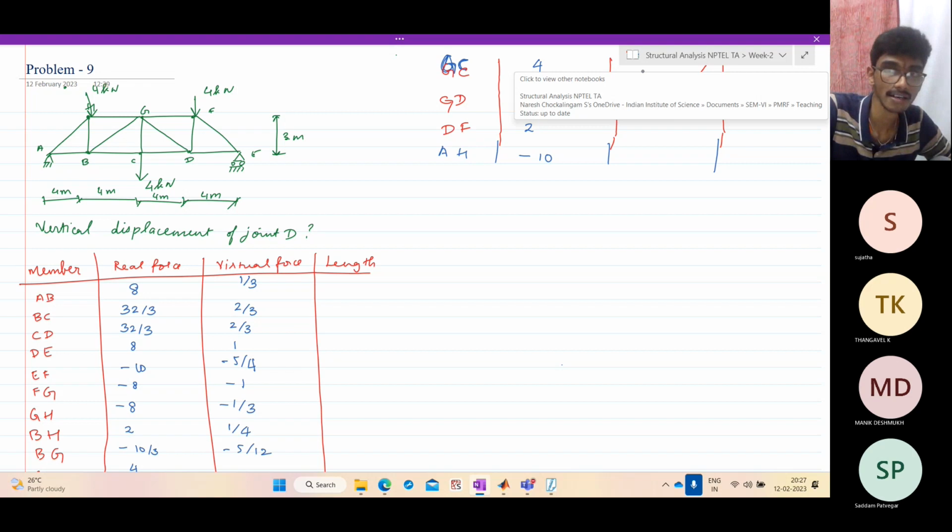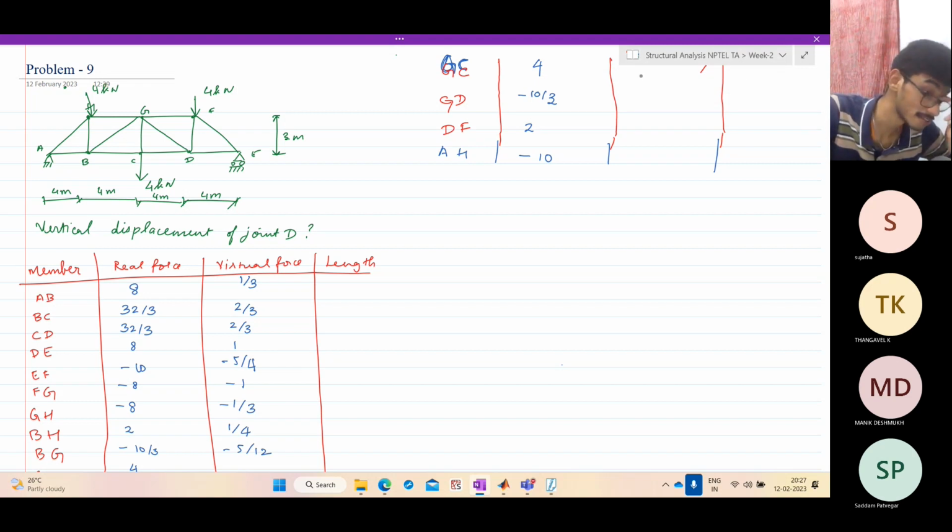FGC is 0. It's a 0 force member. FGD is plus 5/12 kilonewtons, correct? Yeah, FGD is plus 5/12 kilonewtons. Yes, and FDF is 3/4 kilonewtons. FAH is minus 5/12 kilonewtons.